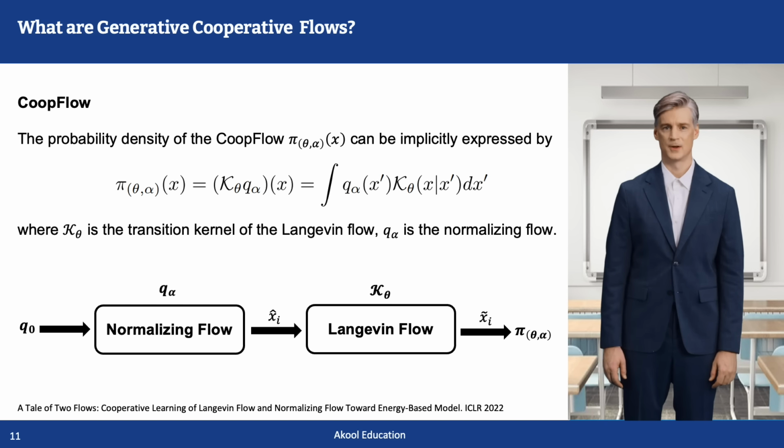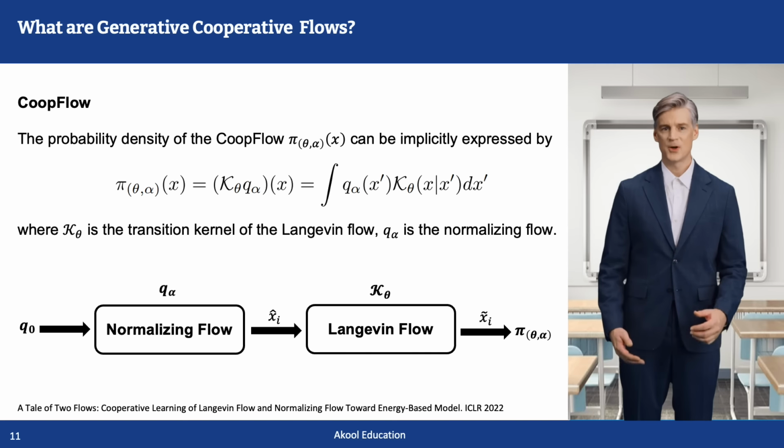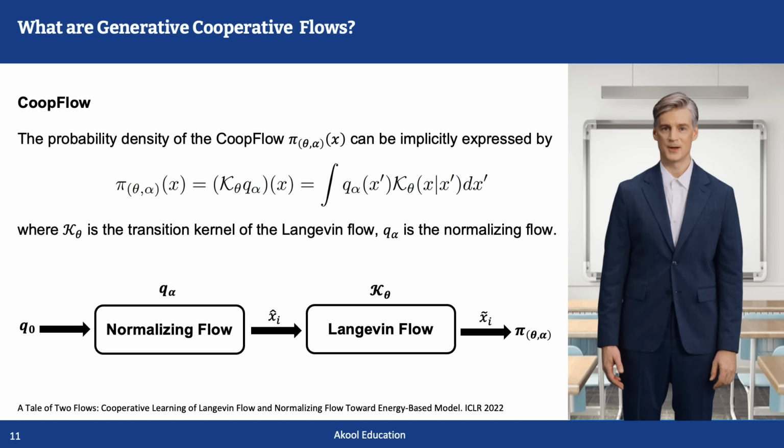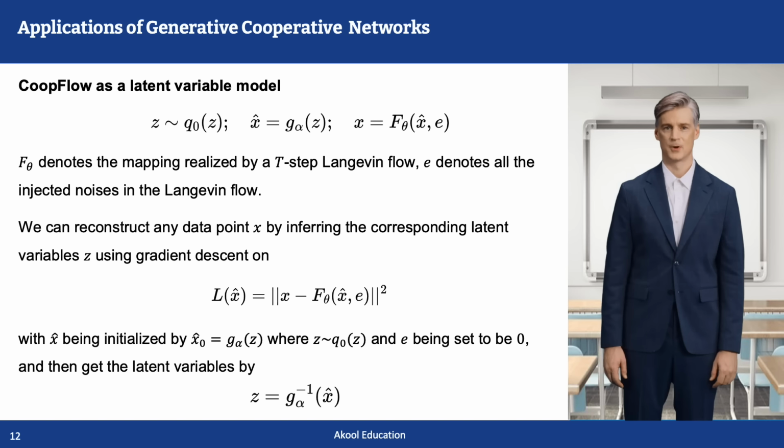After training, the resulting generative model is called the CoopFlow, which is a normalizing flow followed by a Langevin flow. CoopFlow aims to transform the prior Gaussian distribution q0 into the target data distribution by the normalizing flow and the Langevin flow together. The CoopFlow model can be viewed as a latent variable generative model, where the latent variables Z follow Gaussian distribution q0. The overall transformation consists of two components, G alpha and F theta.